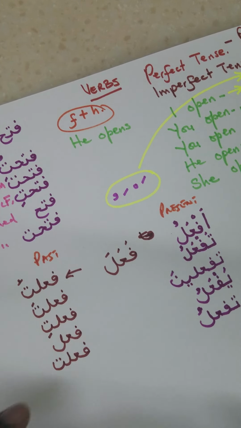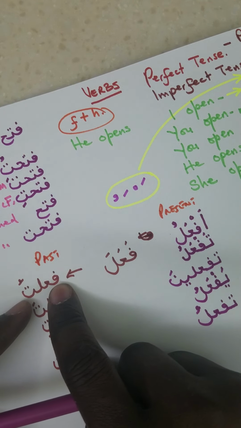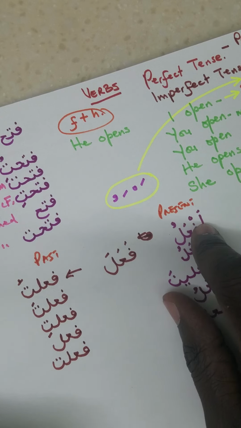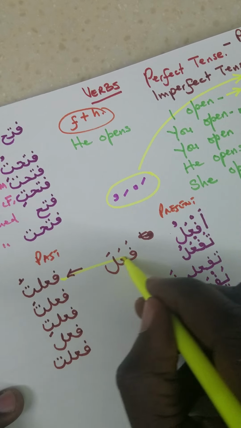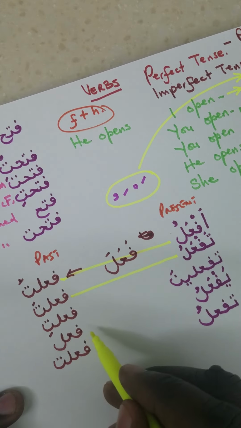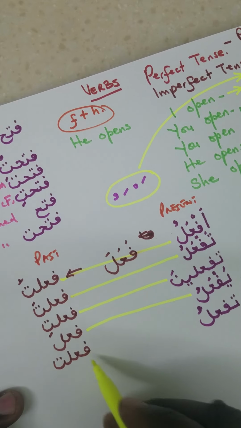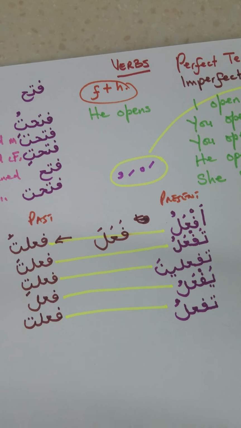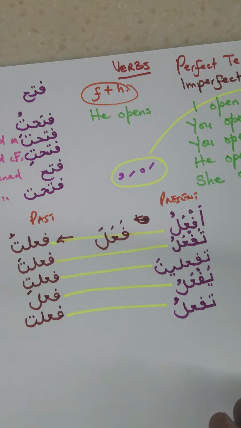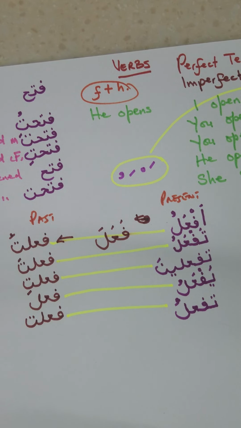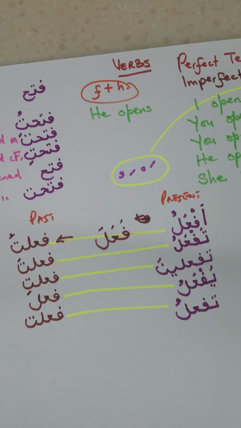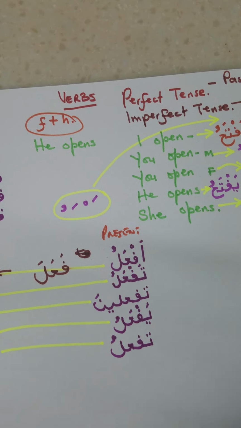In the past, I did will be fa'altu, okay? And if you want to say I do, af'al. So I think you can see the pattern. Okay, they may not be in the same order, but you can see when you want to say I did, fa'altu, I do, af'alu, taf'alu, taf'alina, yaf'alu, taf'alu. If you are following, now I want you to refer to this pattern.